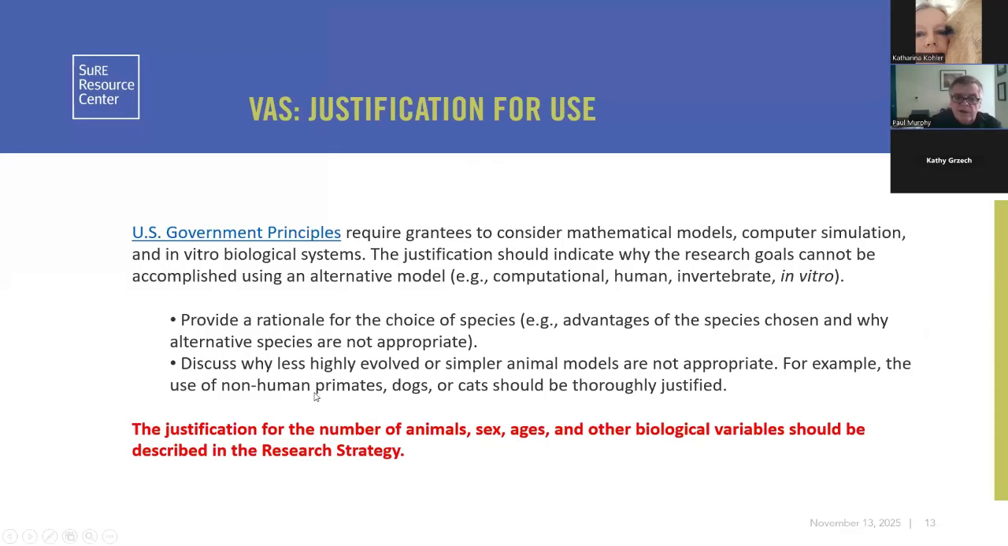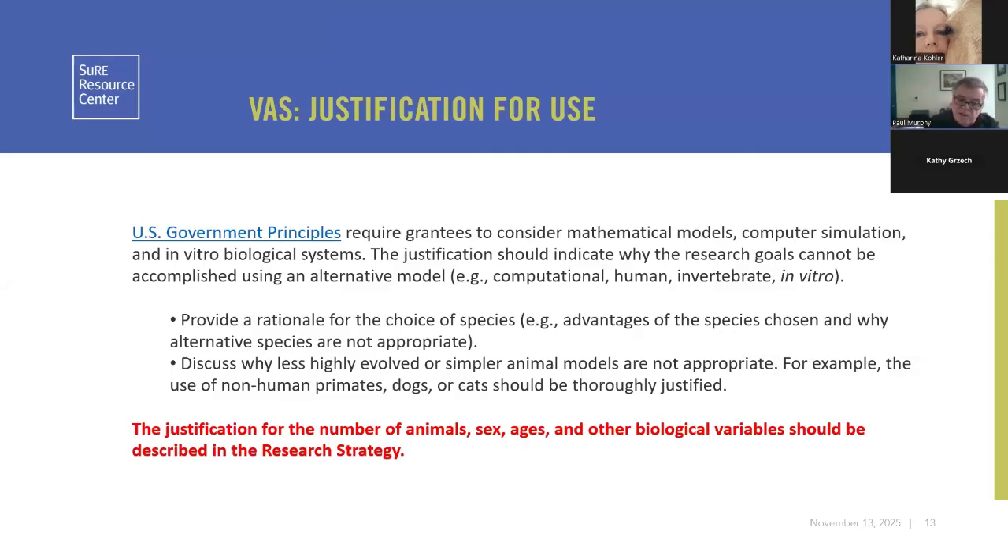So now the US government principles require that you consider alternatives. And we'll come back to this at the end, and this is a question that we're getting a lot recently with some of the changes in NIH priorities for animal research. You need to provide a good rationale for the species that you're using, why you're using this one and not others, particularly, for example, why you're not using non-vertebrate animals such as worms or flies or anything along those lines.